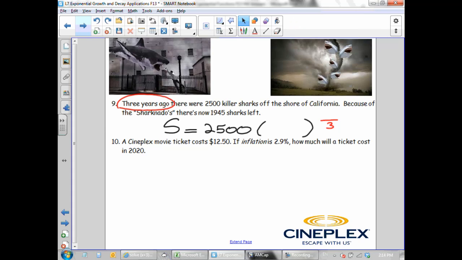Now the question is, what goes in here? What has to go in there, guys? This is a decay question. It's definitely going down because it starts at 2,500. So it's some kind of decimal number or a fraction less than 1. Pretty easy. You use these two numbers.